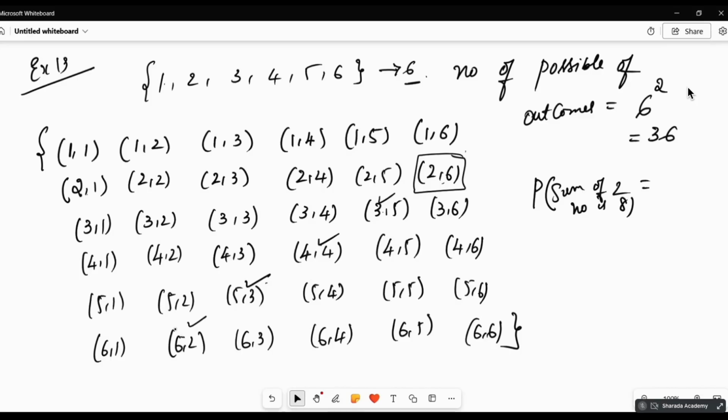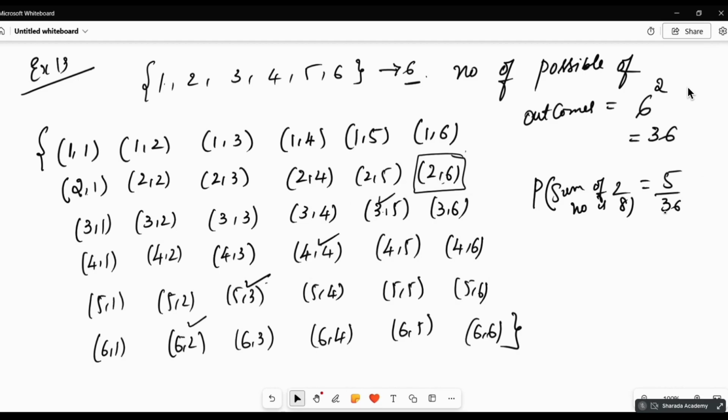So what will be the probability here? 5 by 36. Okay. So whatever question they ask in this, everything will be in the sample set only. How many you should count and write as the favorable events in the numerator, and the total in the denominator.